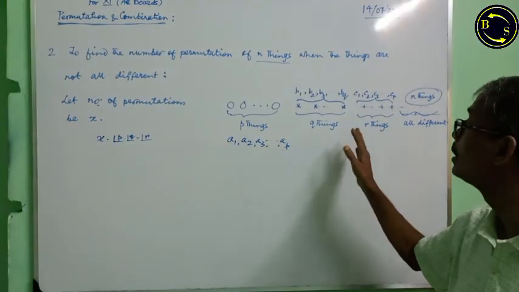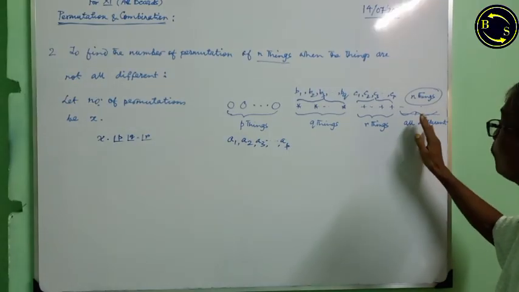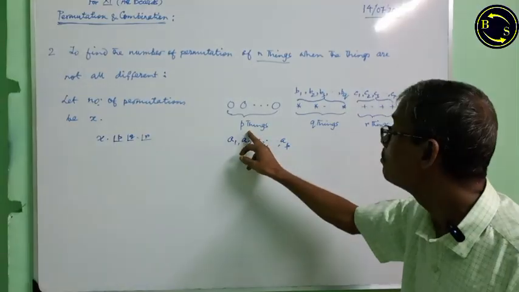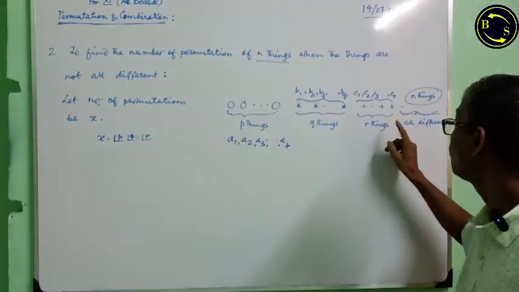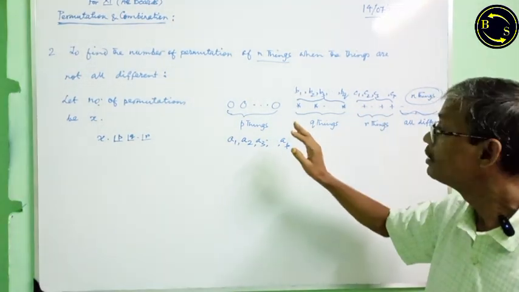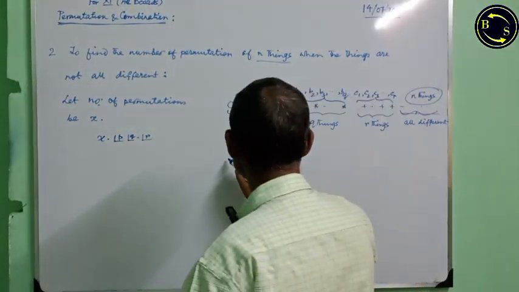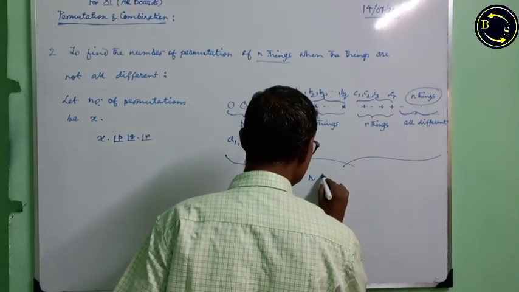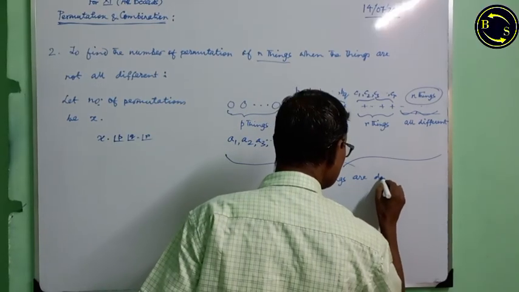Now what we find, and these remaining things are different from each other. Now after replacing these p things of same kind, q things of same kind, another type, and r things of another type, by different things, what we find, all n things are different.